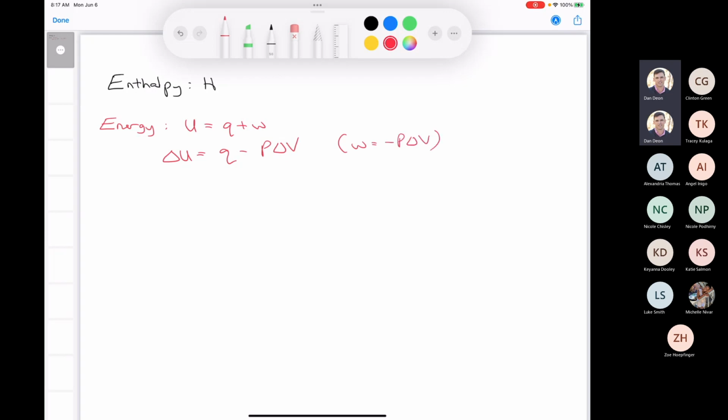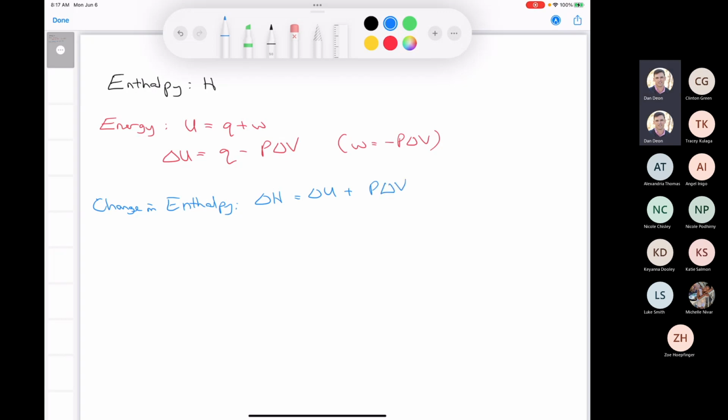All right, so that's what we've got so far. Now, another thing that you would have seen is the definition of enthalpy. So enthalpy, or change in enthalpy, I'll write it like this: change in enthalpy, delta H is equal to delta U plus P delta V, like that.